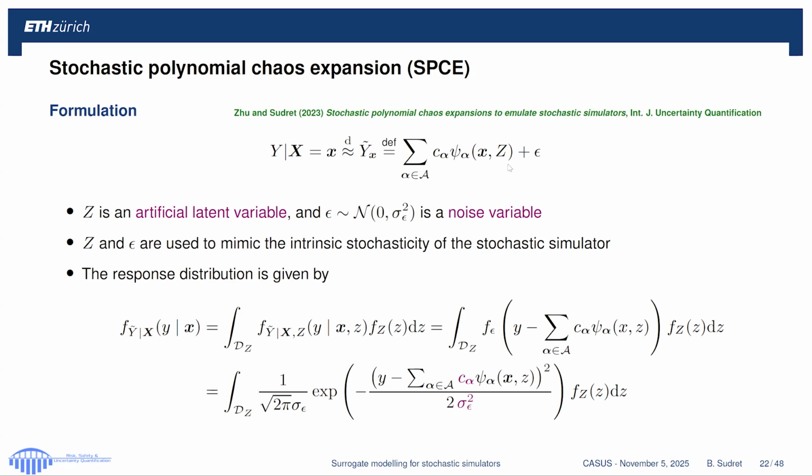Yes. So Z here is, let's say, an auxiliary variable. So let's say it's Gaussian, but it's uniform. Let's say it's uniform.